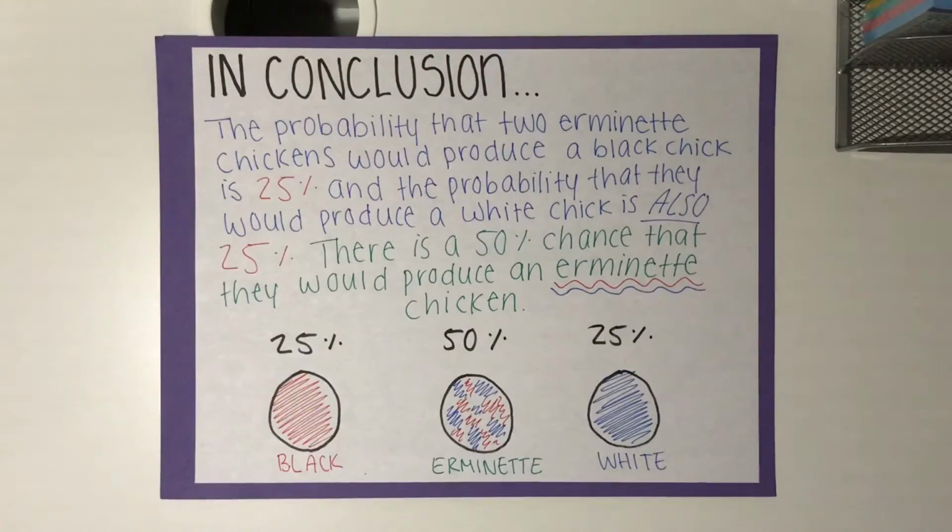In conclusion, the probability that 2 erminate chickens would produce a black chick is 25%, and the probability that they would produce a white chick is also 25%. There is a 50% chance that they would produce an erminate chicken, as you can see in the diagrams below.